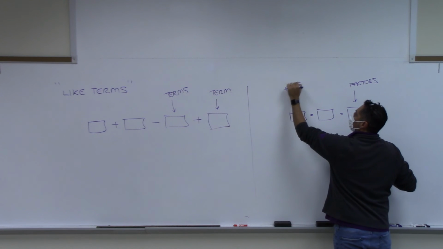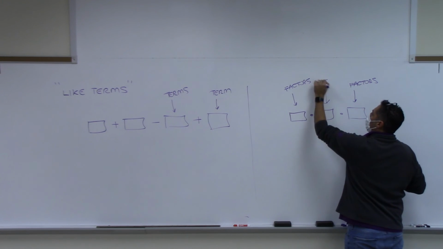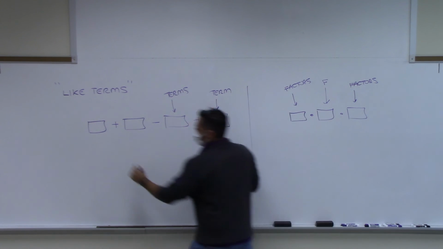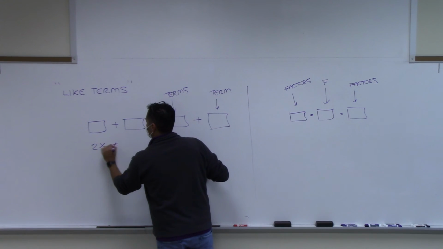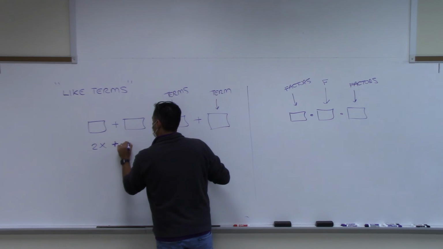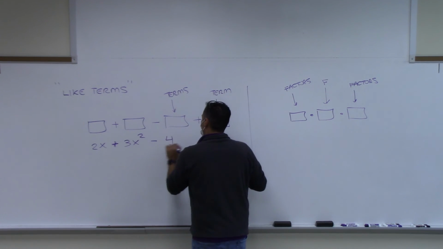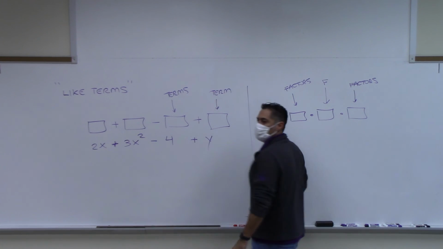Factors. Same thing here, factors, right? So I'll just give you an example underneath. If I wrote something like 2x plus 3x squared minus 4 plus y, okay?